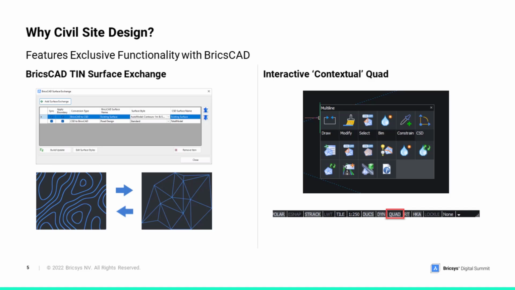We also work with the BricsCAD Quad. This is a feature that's been in BricsCAD for a while, but what this allows us to do is harness contextual commands over particular features that we create with civil site design. For example, we'll create a tin surface, and then we have contextual commands, as you can see in the image there, such as a water drop or the ability to turn on and off contours related to that surface, all available at your fingertips where your mouse is positioned.